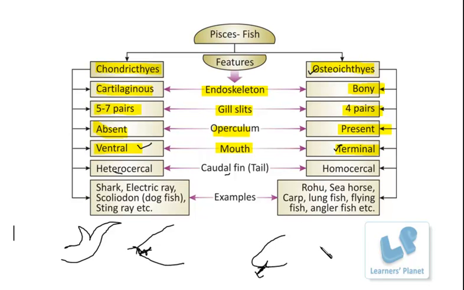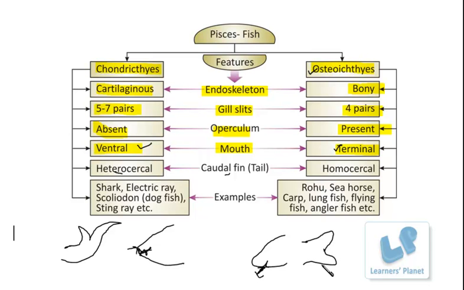Alternatively, there are the fishes in which we draw the diagram or the picture like this. The fin is drawn in this way. Am I right or wrong? So this type of equal division, or the symmetry observed in the caudal fin, is observed in the bony fishes.